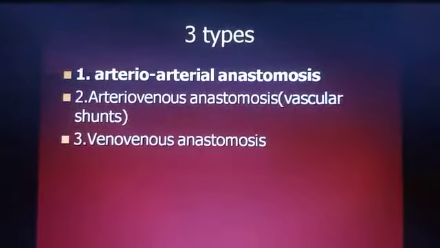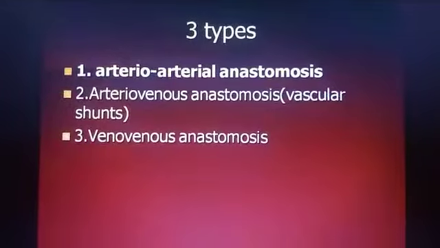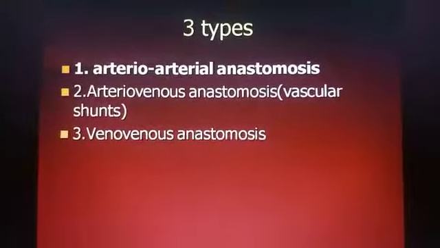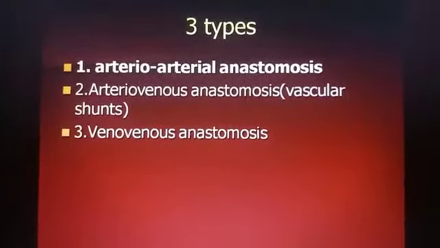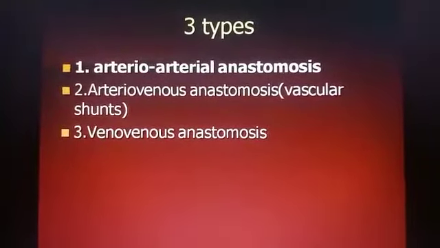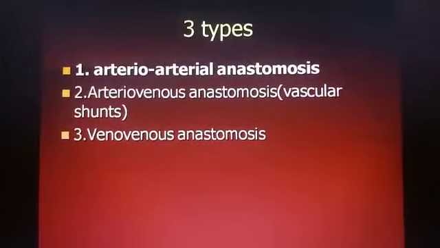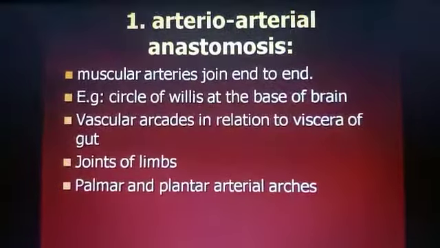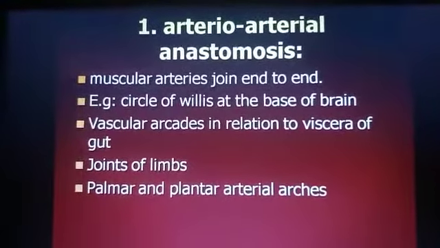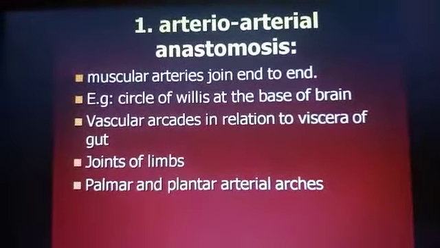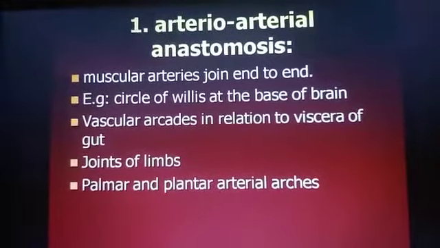This has three types: arterioarterial anastomosis, arteriovenous, and veno-venous. Arterioarterial will be between the two arteries, arteriovenous between arteries and veins, while veno-venous will be between two veins. We will discuss them one by one. Firstly, the arterioarterial anastomosis. Here the muscular arteries join end to end.